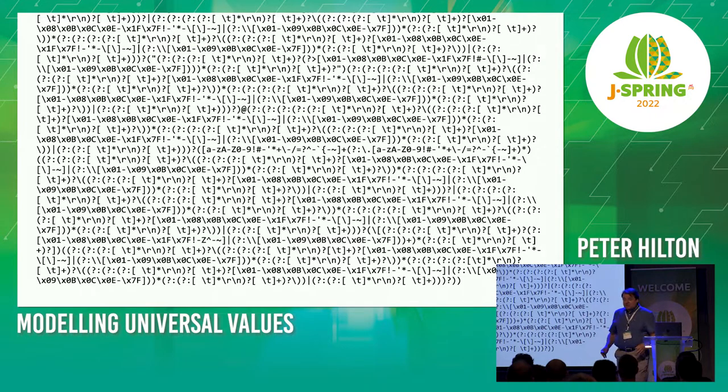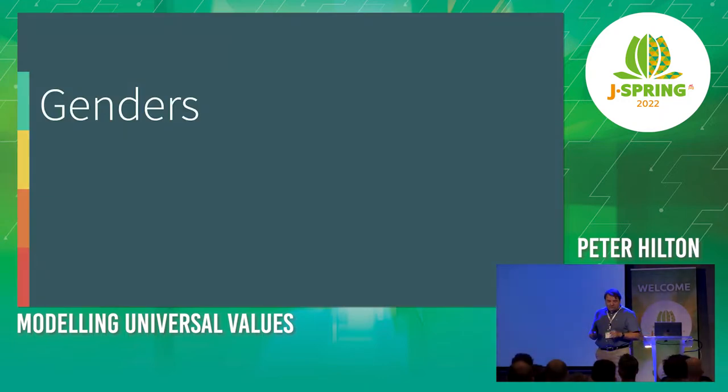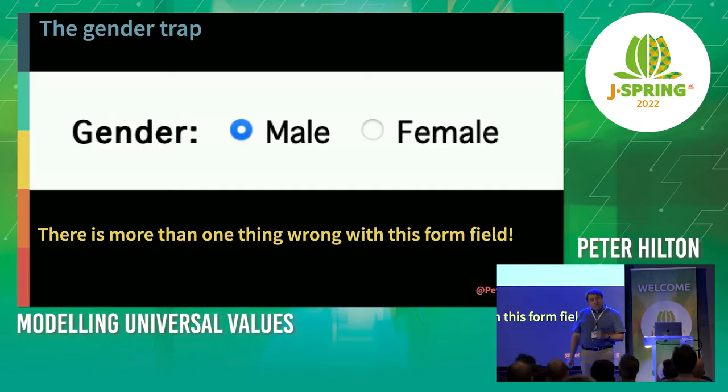Anyway, so that was names and addresses and identifiers. It sort of feels like everything else should be simpler from here. At least so far, some things are not so bad. Some things have standards, and some things are fine until they have some weird edge case, and then you get stuck. Genders, what could possibly go wrong here? I have a quiz for you on the next slide. There are two things, well, there's more than one thing wrong with this form, but let's say there are two things that are particularly wrong with this form field, or this modeled attribute as such.